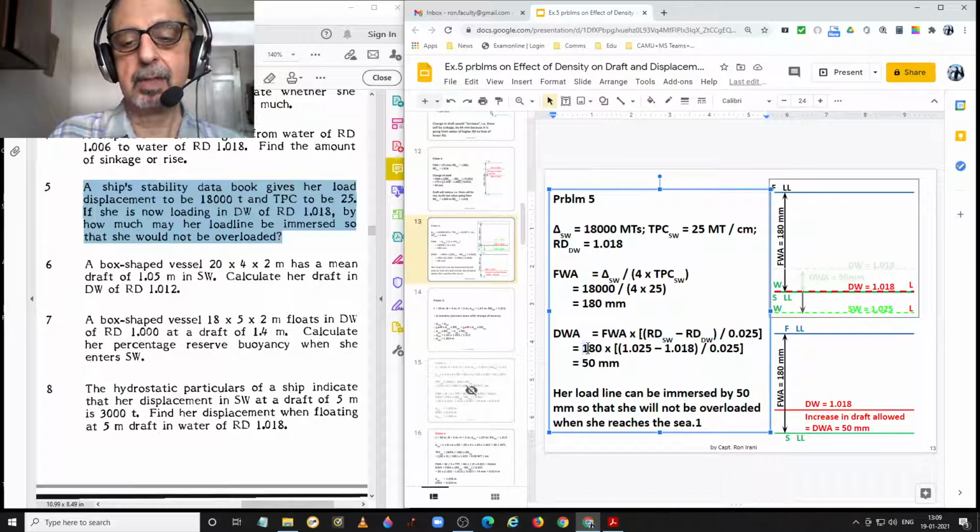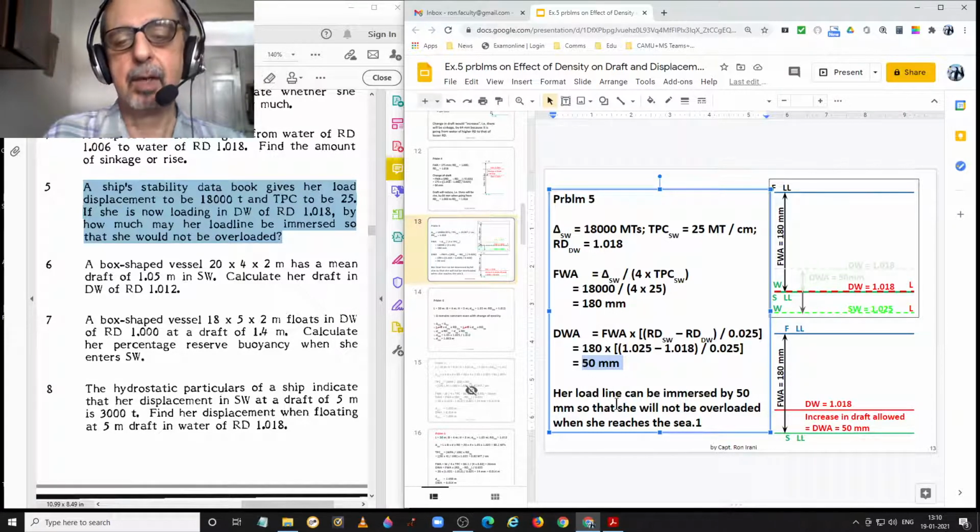Thus, dock water allowance, when we substitute the values, is equal to 180 multiplied by the difference of 1.025 and 1.018 divided by 0.025 equal to 50 millimeters. Thus, we can load her 50 millimeters above the summer load line when she is floating in dock water of 1.018.